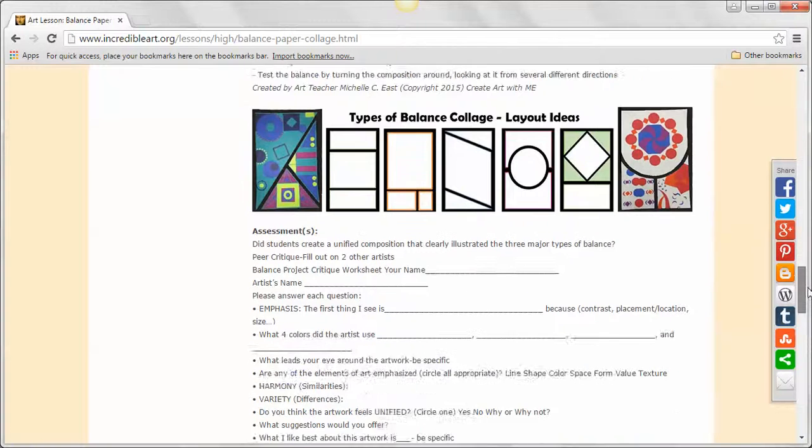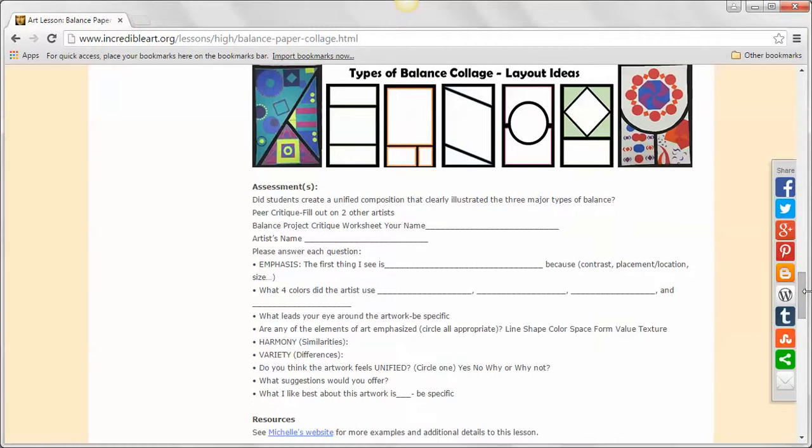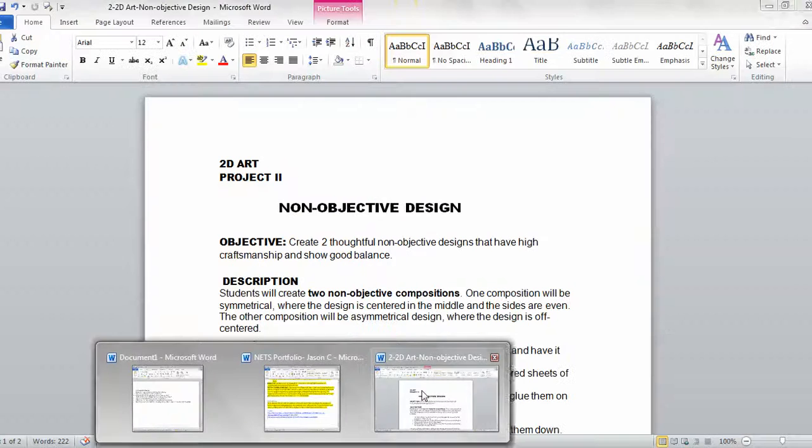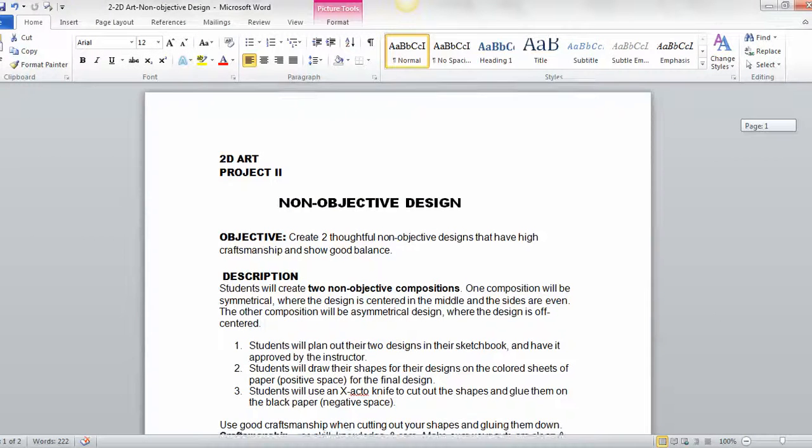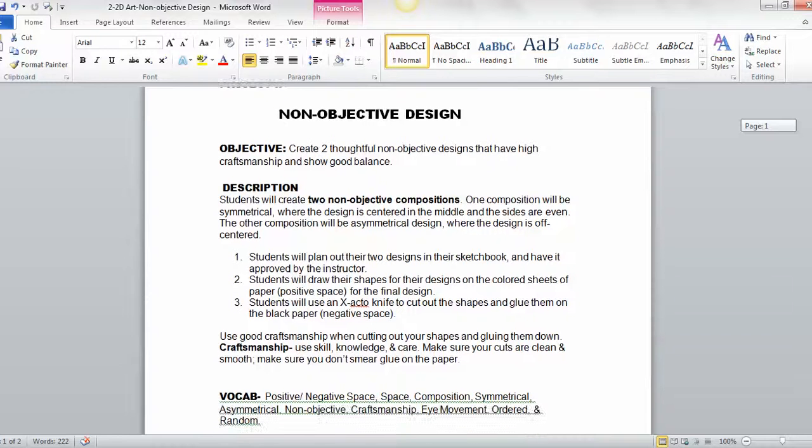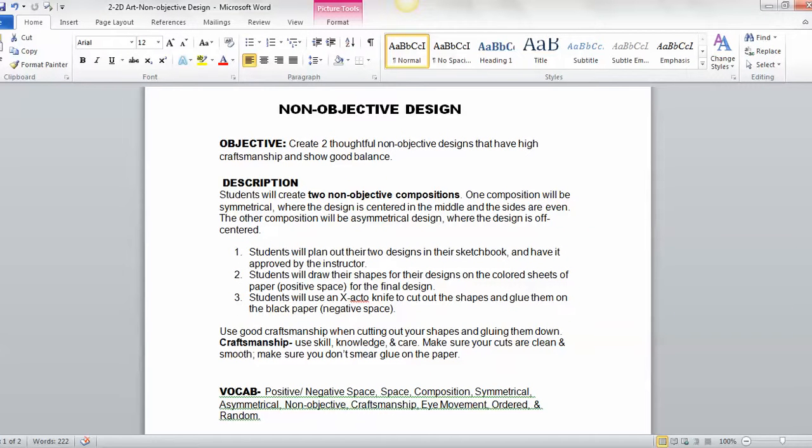At the end too are ways that students can assess themselves, which I think is excellent, so they're aware of what they did that made this product successful. The lesson plan I designed for it is here. This non-objective design project, non-objective meaning it doesn't look like a person, place, or thing, so it doesn't look like anything specific, so they can focus on the idea of balance. The objective here is to create two thoughtful non-objective designs that have high craftsmanship and show good balance.